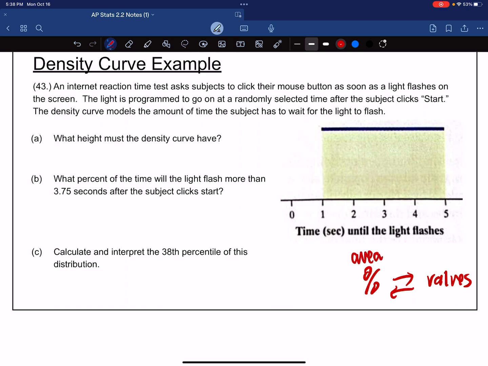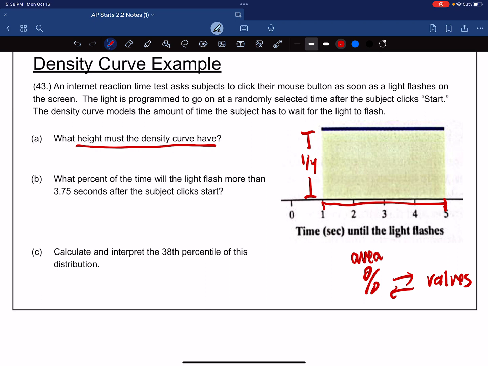So when we were looking at A, what height should the density curve have? Well, density curves have to have area 1, or else the percentage thing wouldn't work. So this is 1/4, because this length here is 4, and to multiply the rectangle, we need to get 1, so we need 1/4.